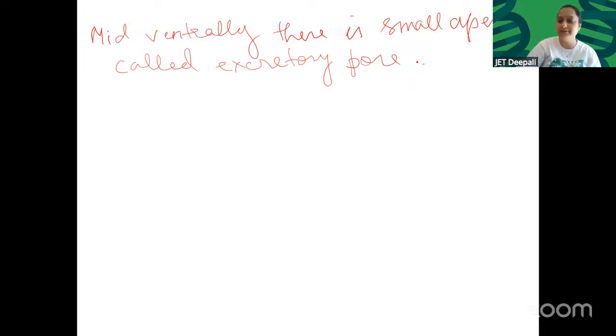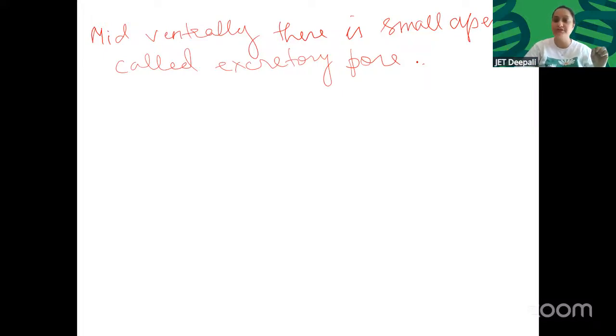Now what is mid-ventral? This is the body of Ascaris. This part is called dorsal part and this part is called ventral part. And in the mid-ventral part, there is a small aperture that is called excretory pore, or you can say this is the anal opening of Ascaris lumbricoides. So this is all about the structure.